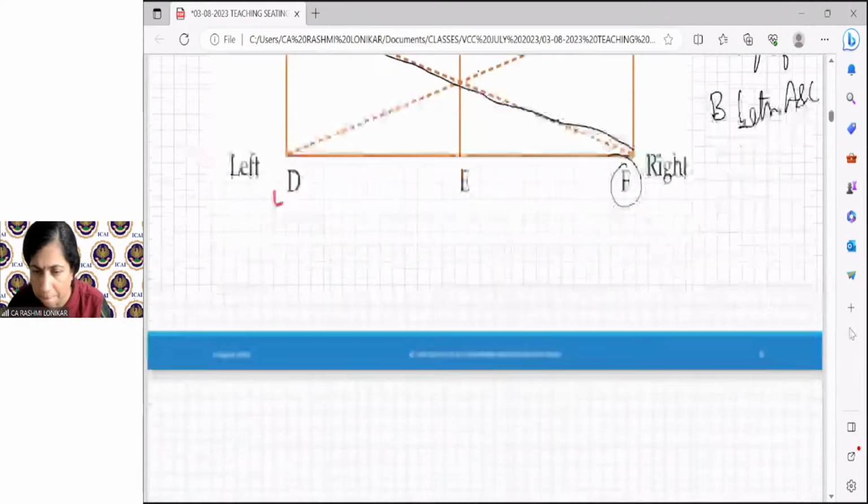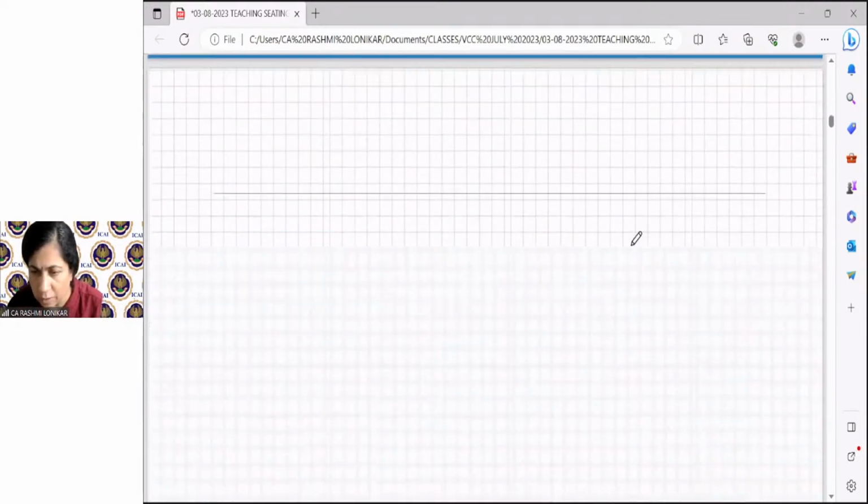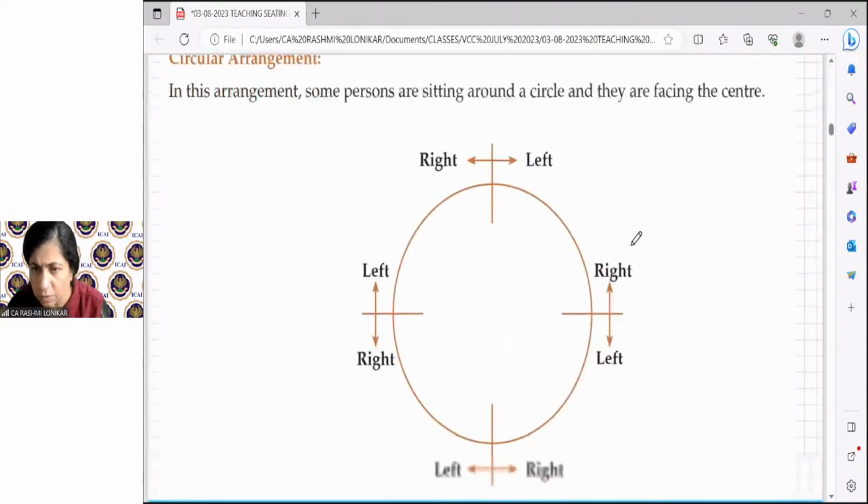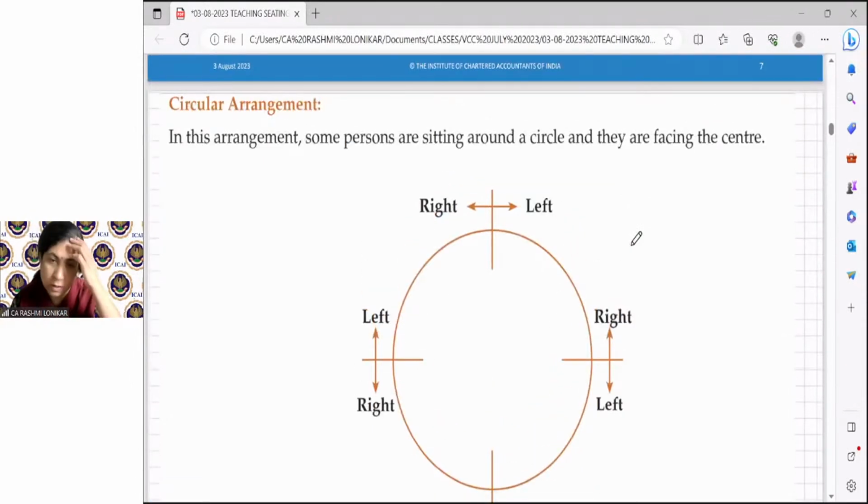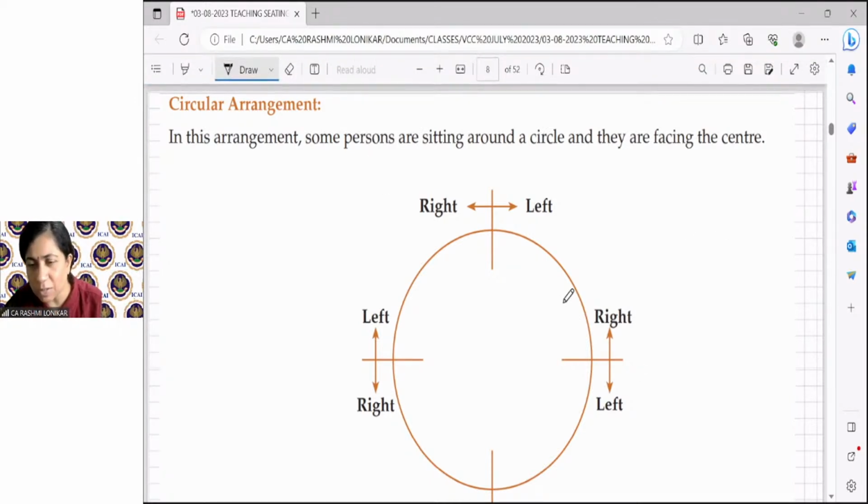Yes. So now let us go to the circular arrangement. Now, what is circular arrangement? As I said, they are sitting around a circle, facing the center. They may sit around a table, or they may form a circle and sit on the ground. When we go for camping, we just sit down. Or in the lunch break in schools and colleges also, we used to sit in a circle, right?